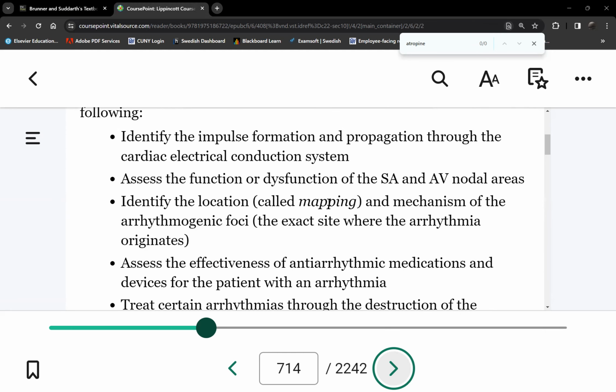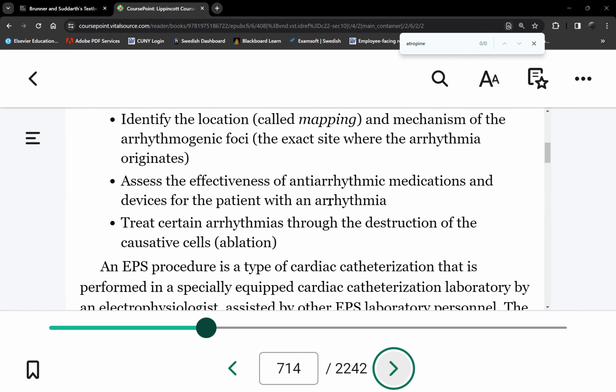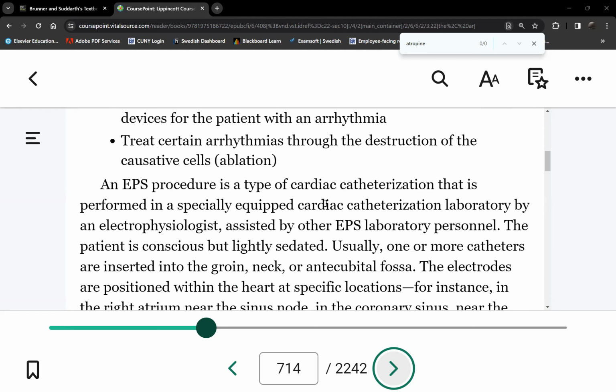And here are the indications. Yeah, it's the same department anyway, so it's in the cardiac catheterization lab. Oh, so the same department.